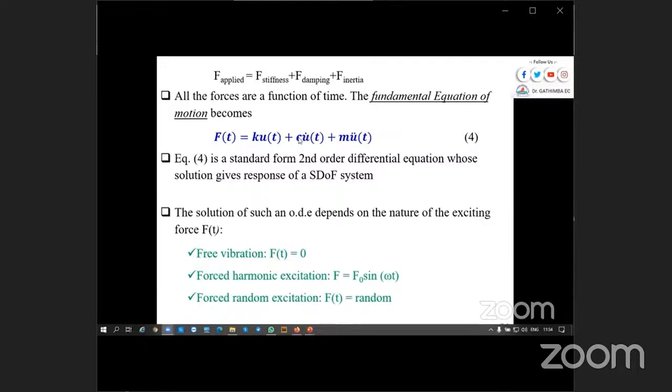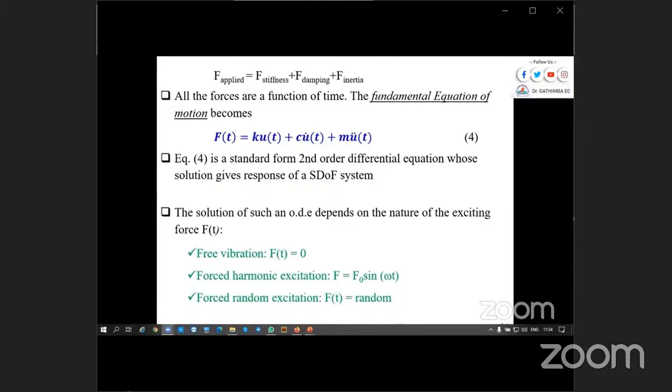Okay? And as you can see, we are saying F(t), the externally applied force, is equal to Ku plus Cu prime plus Mu double prime. If you look at this equation carefully, this is a second order ordinary differential equation, whose solution will give us the response of the dynamic system. And this is all what we'll be doing in this course.